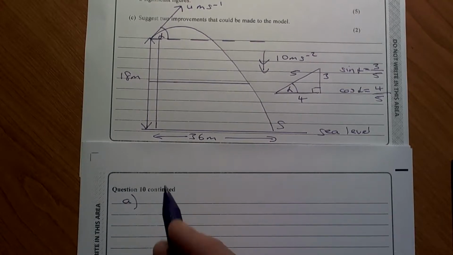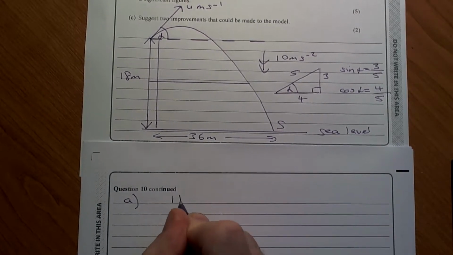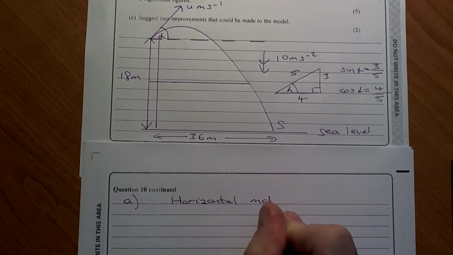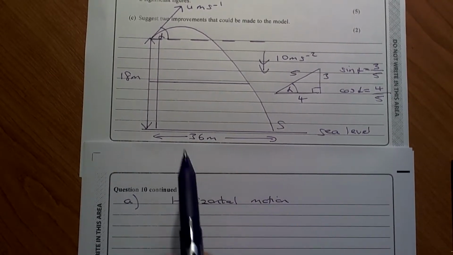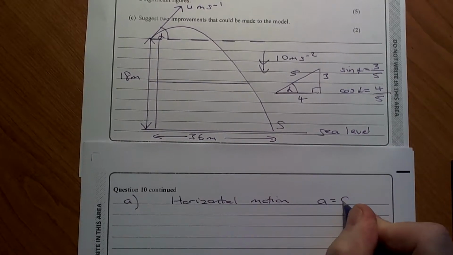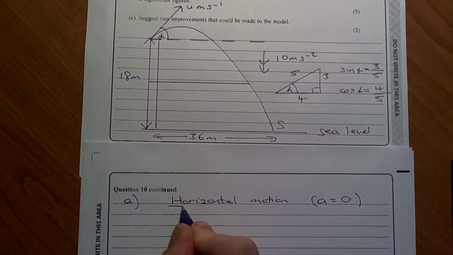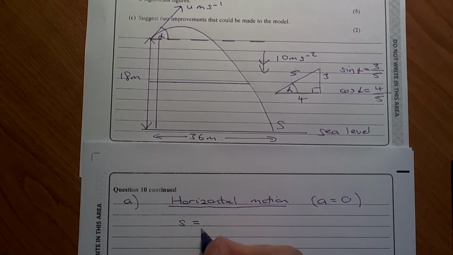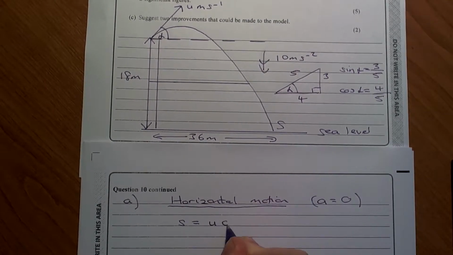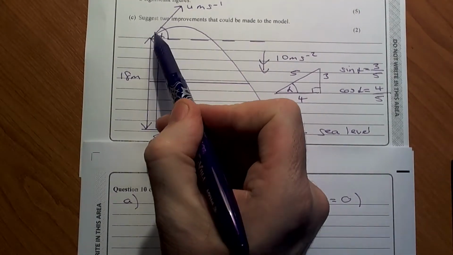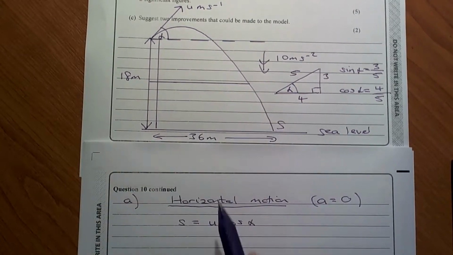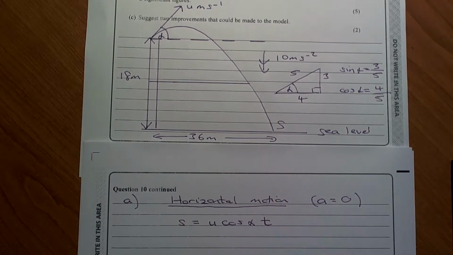Now, using our diagram, we're going to set up two equations of motion. So the first one is for our horizontal motion. Now what you need to know about horizontal motion is that the acceleration is 0 for this type of motion. So our equation of motion is just going to be S equals our u component, so it's going to be u cos alpha. If we look at the diagram, it sets off at u, but it's the side that's alongside here, so it's adjacent to it, so it's u cos alpha times t.